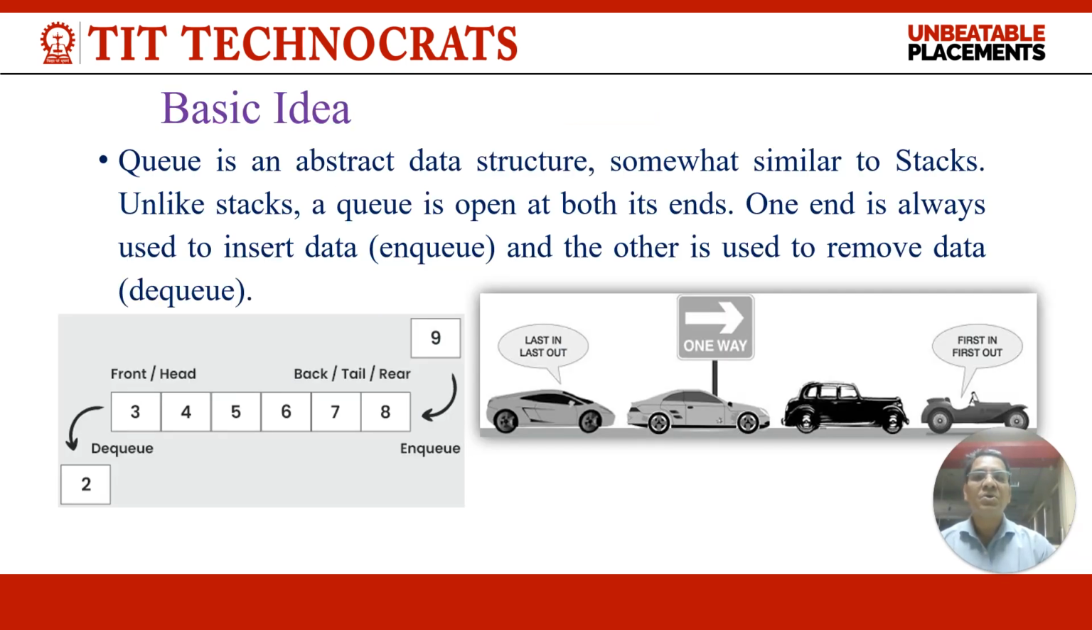Basic idea. Queue is an abstract data structure similar to a stack. A queue is open at both its ends. One end is always used to insert data, that operation is also called enqueue, and the other is used to remove data. That end is called dequeue. Here, an array is shown in the form of a queue where two ends exist, that is the front and rear.